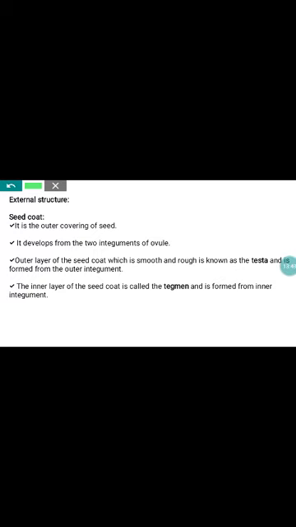The outer layer is developed from the outer integument, and it is called the testa. In some cases it is smooth in nature, in other cases it has a rough surface. The inner layer of the seed coat is called the tegmen, developed from the inner integument. So here two layers are available, both developed from the integuments. The outer layer is called the testa, and the inner layer is the tegmen.